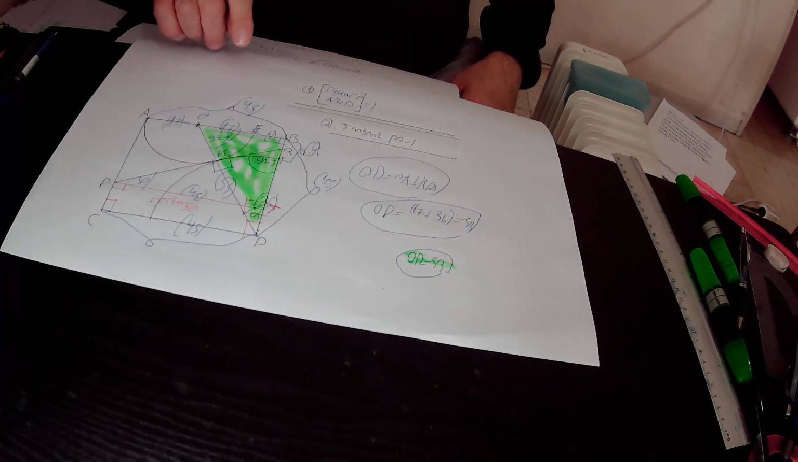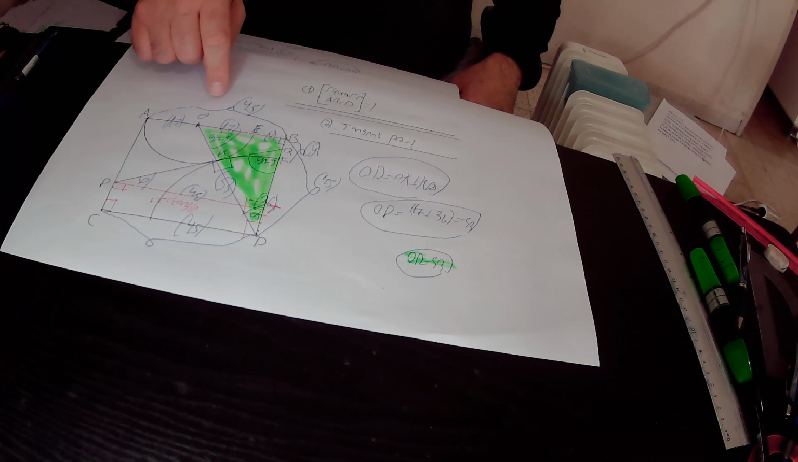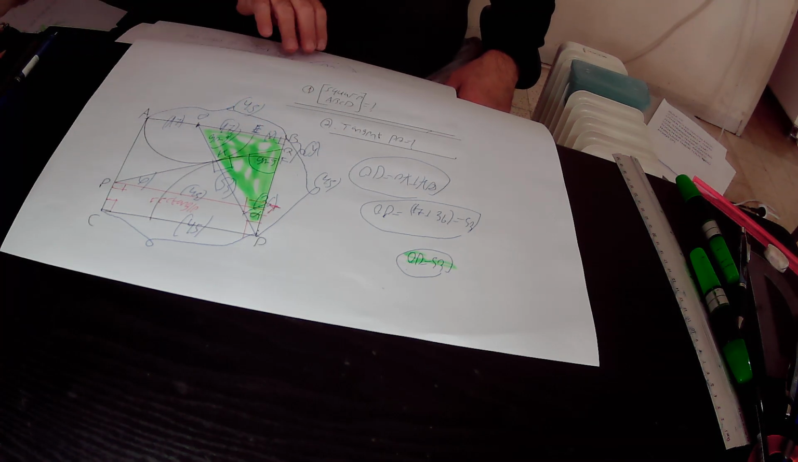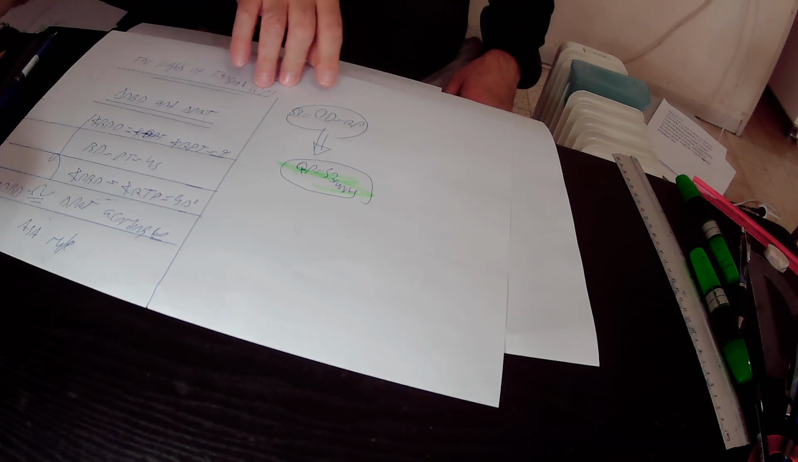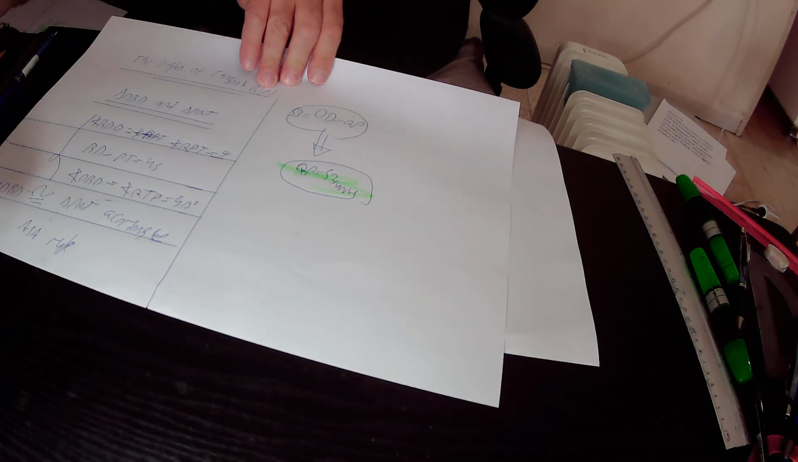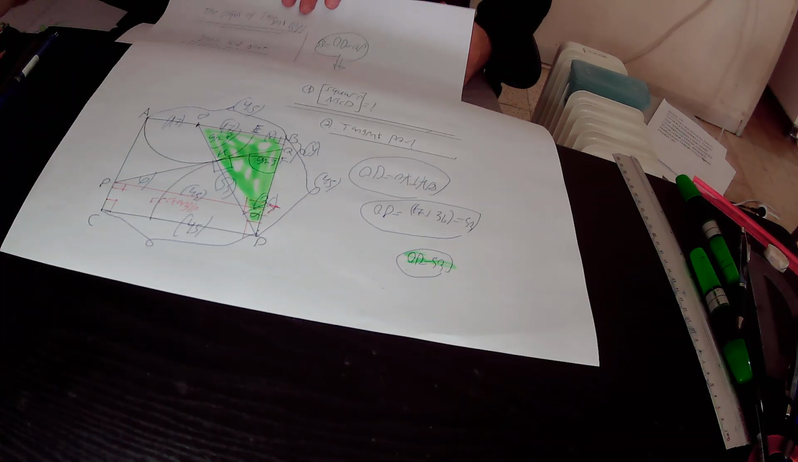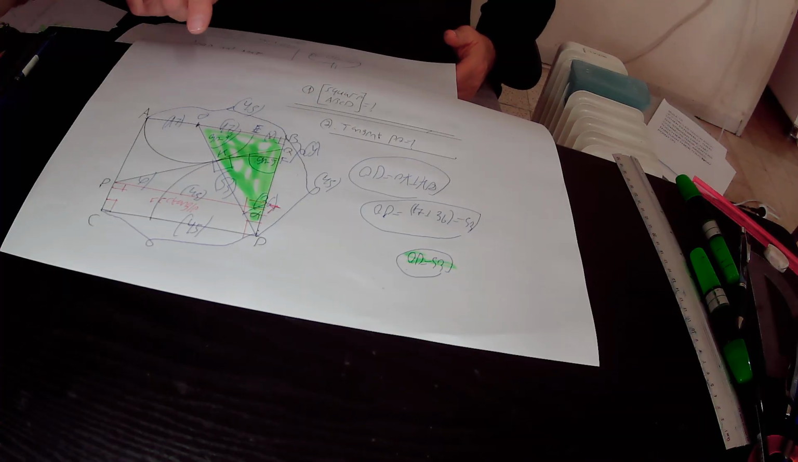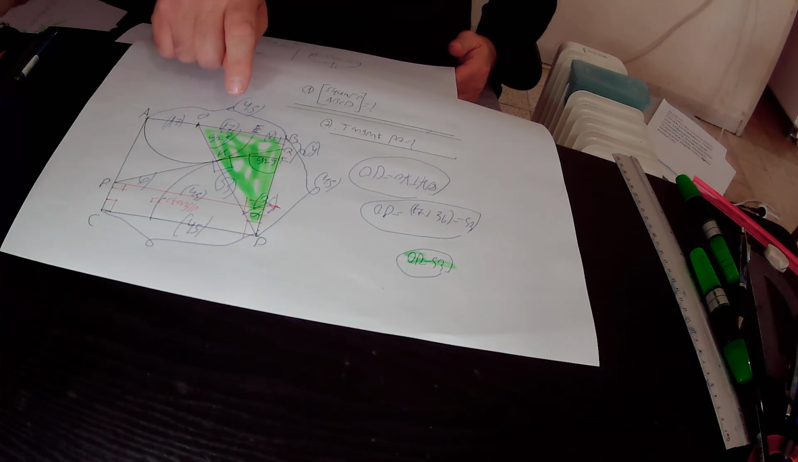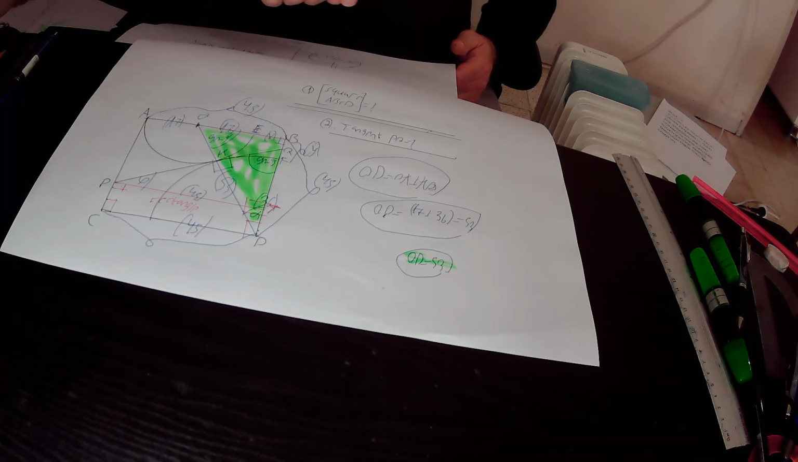We know that side OD equals side QP. Why is OD the corresponding side of QP? Because OD is the side opposite the angle in the green triangle. Likewise, QP is also opposite in triangle QPT. Therefore, OD and QP are corresponding sides.